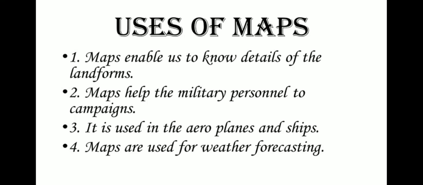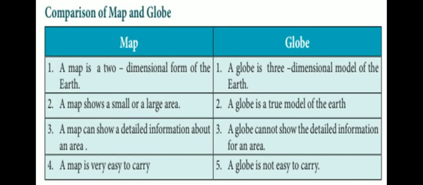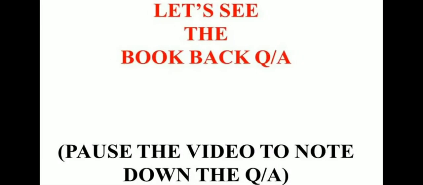Uses of maps. Maps enable us to know details of the landforms. Maps help the military personnel in campaigns. They are used in aeroplanes and ships. Maps are used for weather forecasting. Comparison of map and globe. You can see in the table. Comparison of map and globe. Okay, let's see the book back question answer.